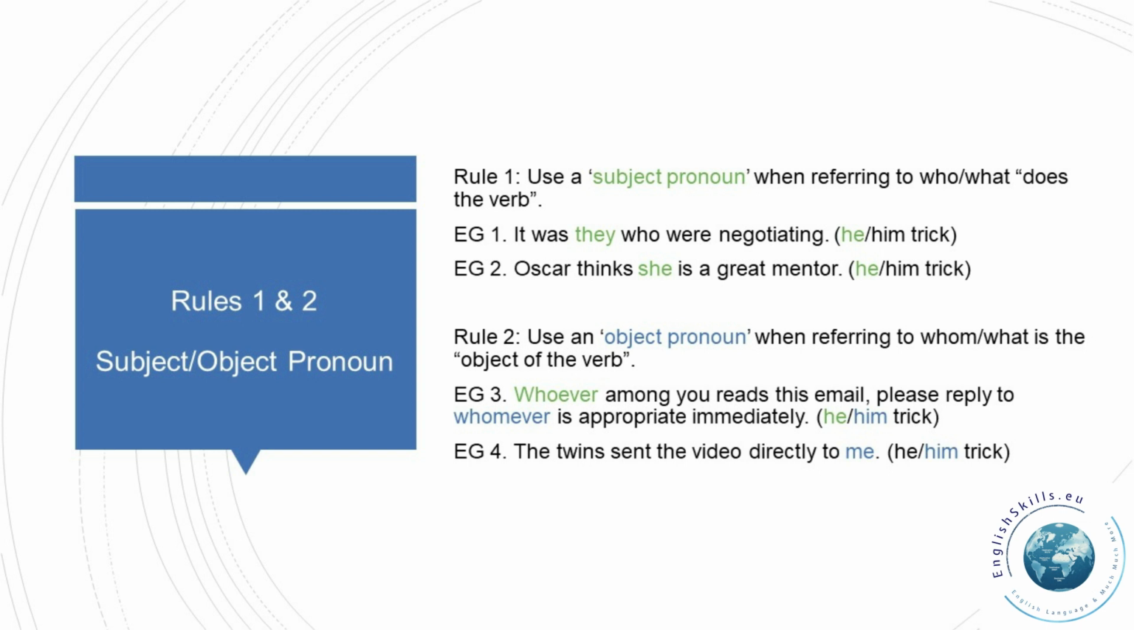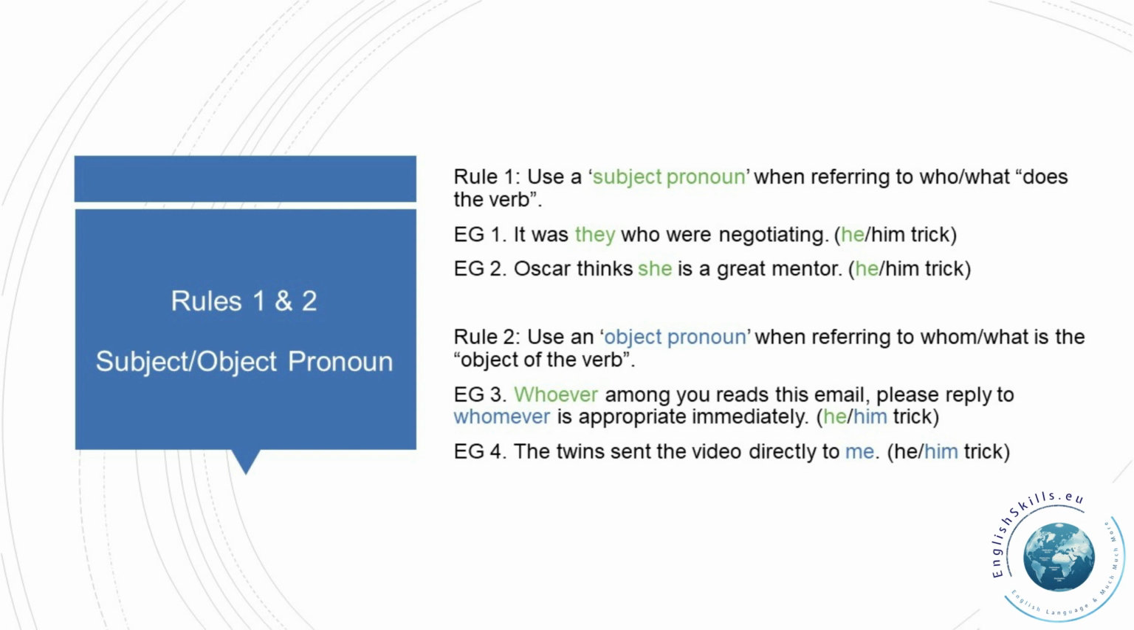Rule 2. Use an object pronoun when referring to whom or what is the object of the verb. Example 3. Whoever among you reads this email. Okay, whoever among you reads, whoever reads, the reading is done by the subject. Please reply to whomever is appropriate immediately. The whom here, notice the M, whomever is the object because they actually are the ones being replied to.